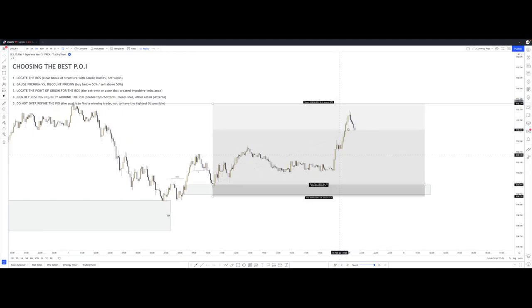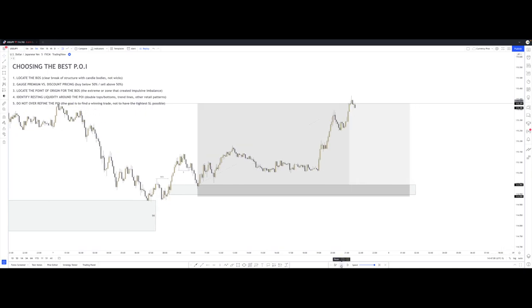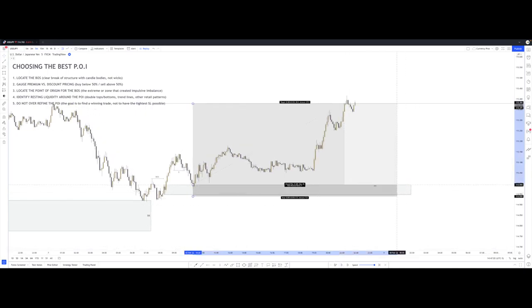All right, so big impulsive movement here. Big impulsive movement that clearly broke structure. So this position is looking quite healthy. Let's see if we get the full take profit. And we do, okay.